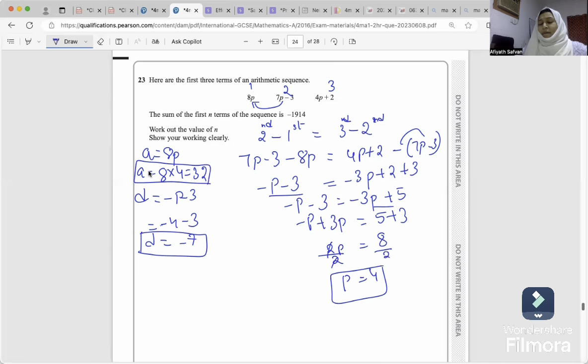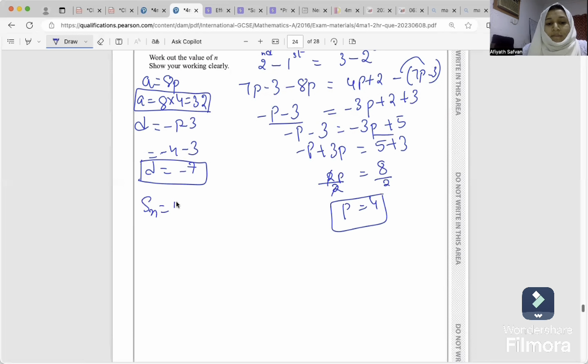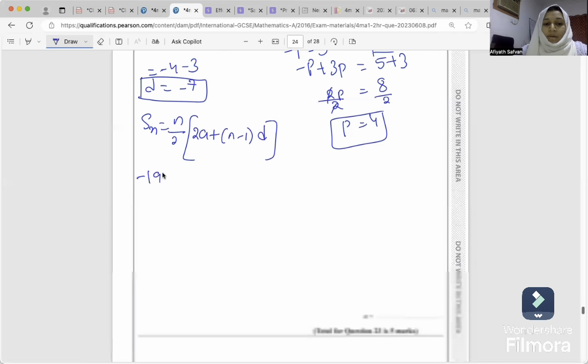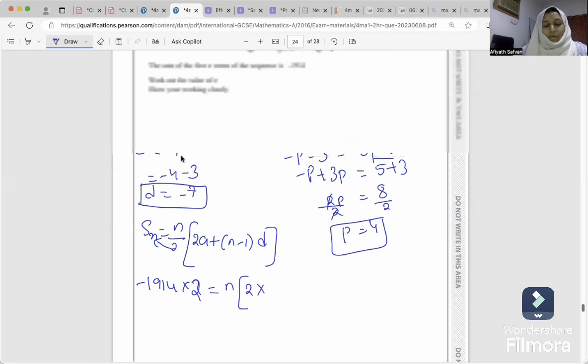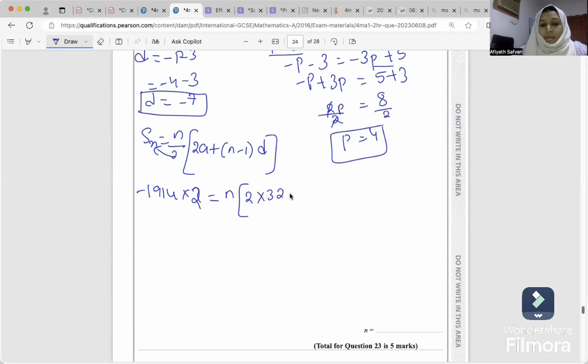Now I just have to simply substitute in my sum of the n terms, okay? Therefore, the sum of the n terms is n by 2 times 2a plus n minus 1 into d, right? The sum of the n terms is given as minus 1914. So just substitute it in that way. Multiply by 2, because this 2 will go to the left side, which is n into, substitute for a. A is going to be 32, D is going to be negative 7. So 32 plus n minus 1 into negative 7 and close the bracket.